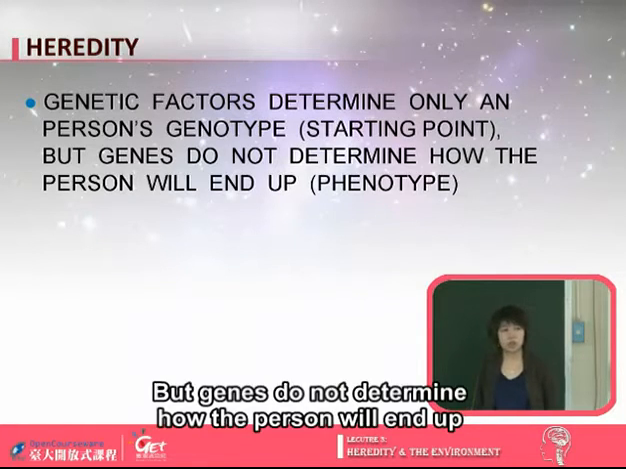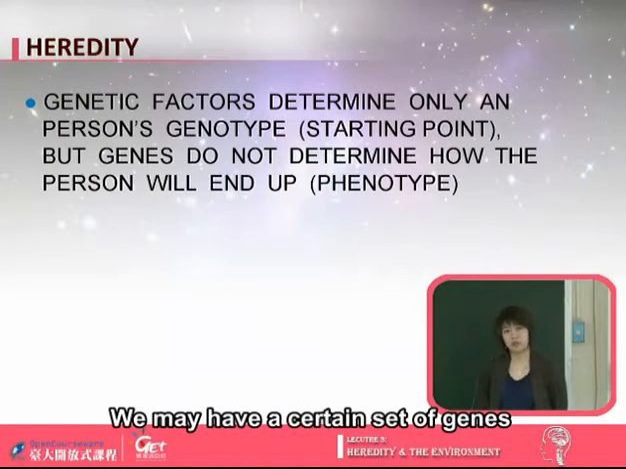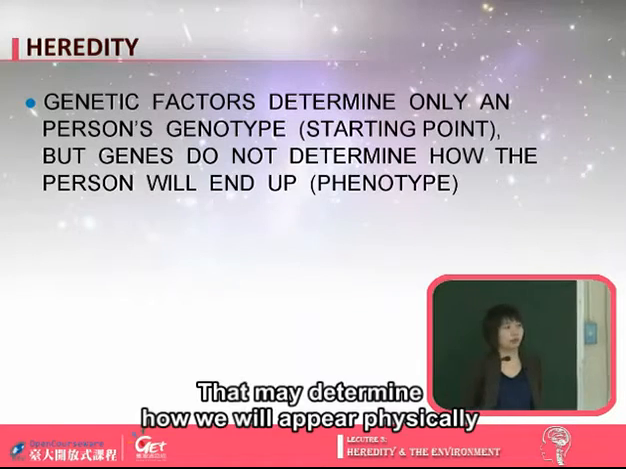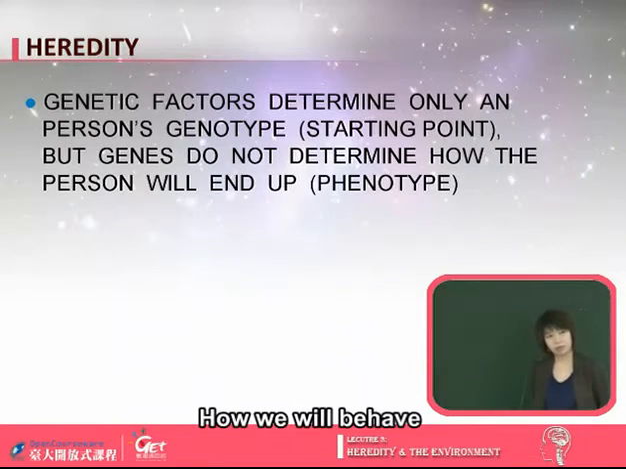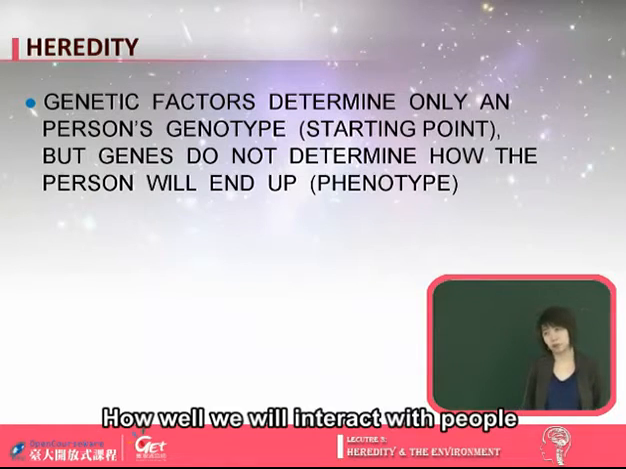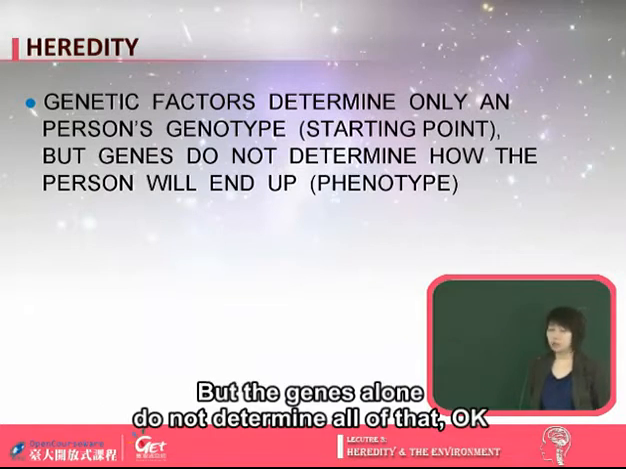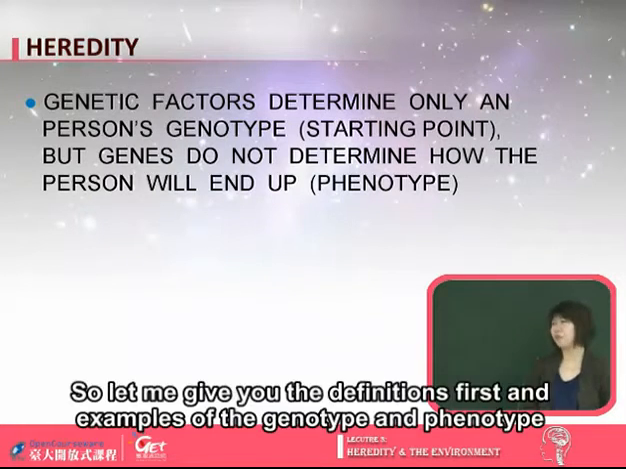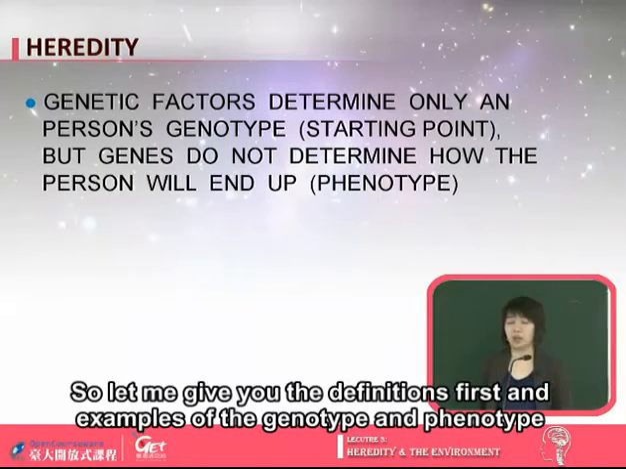But genes do not determine how the person will end up. We may have a certain set of genes that may determine how we will appear physically, how we will behave, how well we will do in school, how well we will interact with people. But the genes alone do not determine all of that. So let me give you the definitions first and examples of the genotype and phenotype.